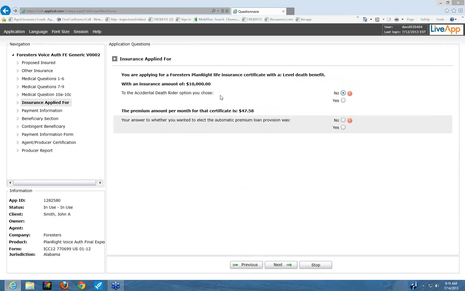Again, I guess I took down the accidental death benefit rider, guys, but if you kept it there, if the client said yes, this would be pre-filled to yes, so you don't have to do anything there. But I took it down, so it's still a no.